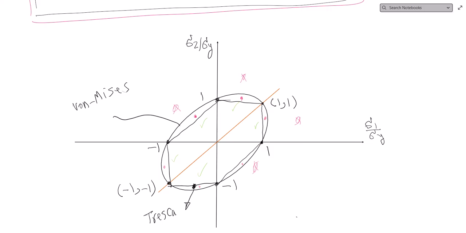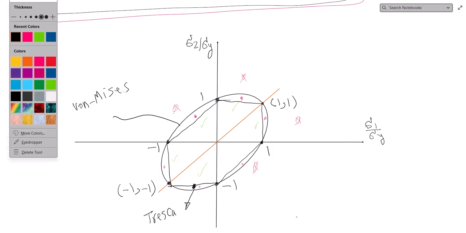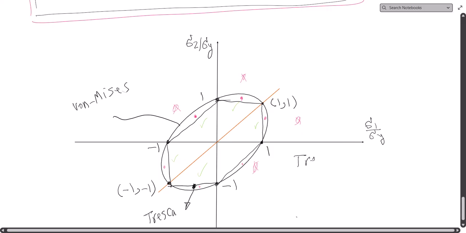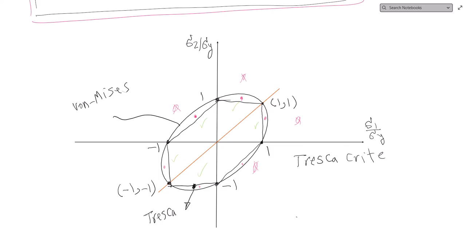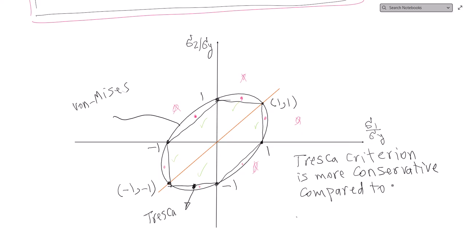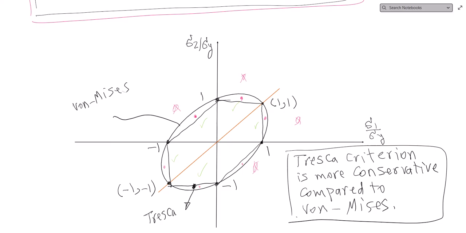So we can conclude here that the Tresca criteria is more conservative compared to von Mises. This is clearly shown here.